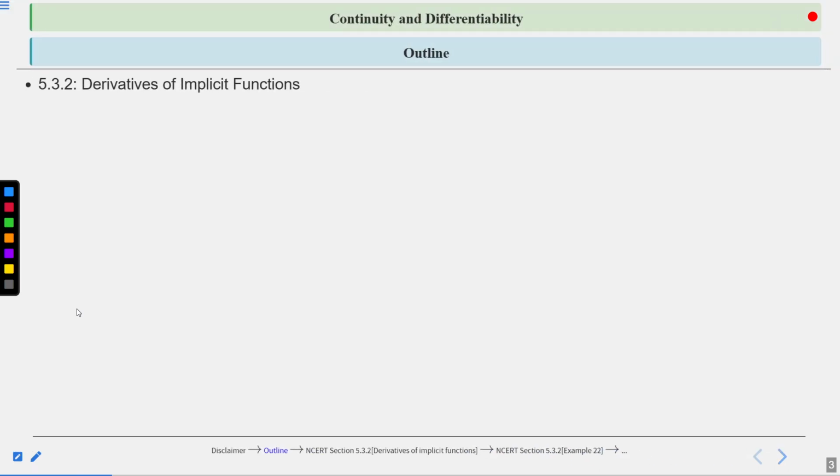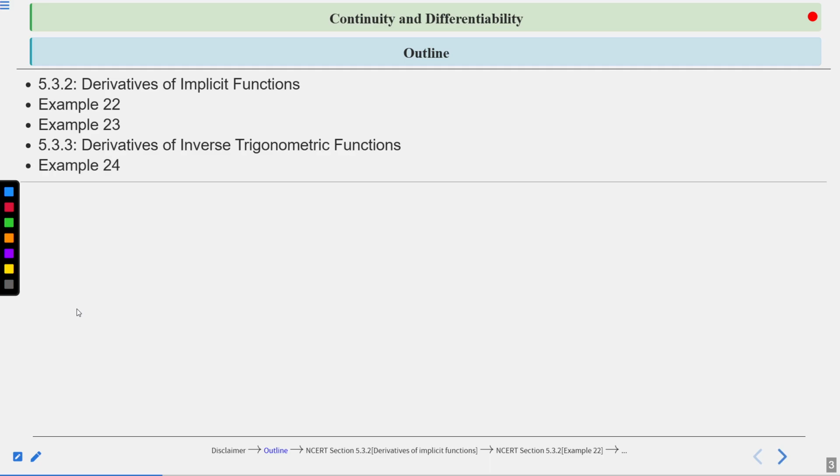So let us start. In this lecture, we will study NCERT section 5.3.2, which is derivative of implicit functions. We will study example 22. We will also see example 23. We also see NCERT section 5.3.3, which is derivative of inverse trigonometric functions. And we will see example 24. So let us start.